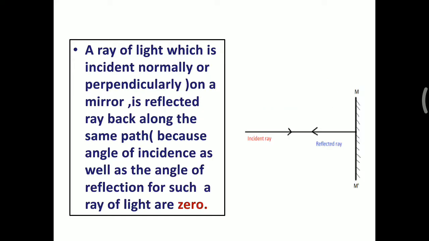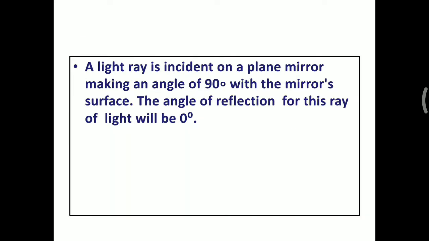This is a very important one in this exercise. A light ray is incident on a plane mirror, making an angle of 90 degrees with the mirror surface. The angle of reflection for this ray of light will be 0. How do you say that the angle of reflection will be 0? Because the light ray is incident on the plane mirror making an angle of 90 degrees with the mirror surface, and if it is 90 degrees, there is no angle of reflection. So the angle of reflection is 0.